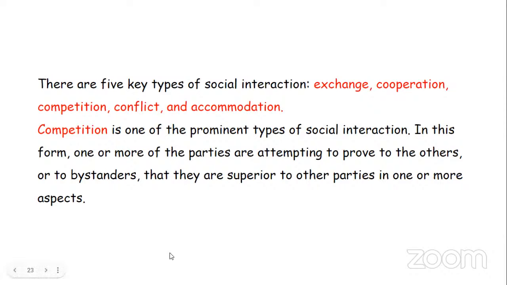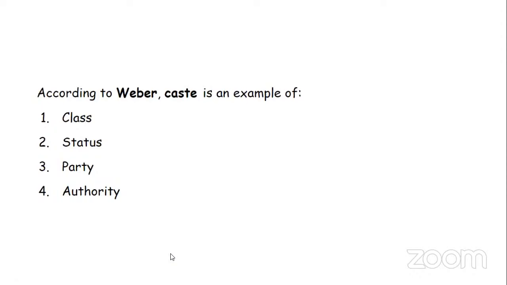Okay, I think it's clear. Now let's move to the next question. According to Weber, caste is an example of: option 1, class; option 2, status; option 3, party; option 4, authority. According to Weber, caste is an example of what? What is the right answer? If you know the answer, please comment it down.